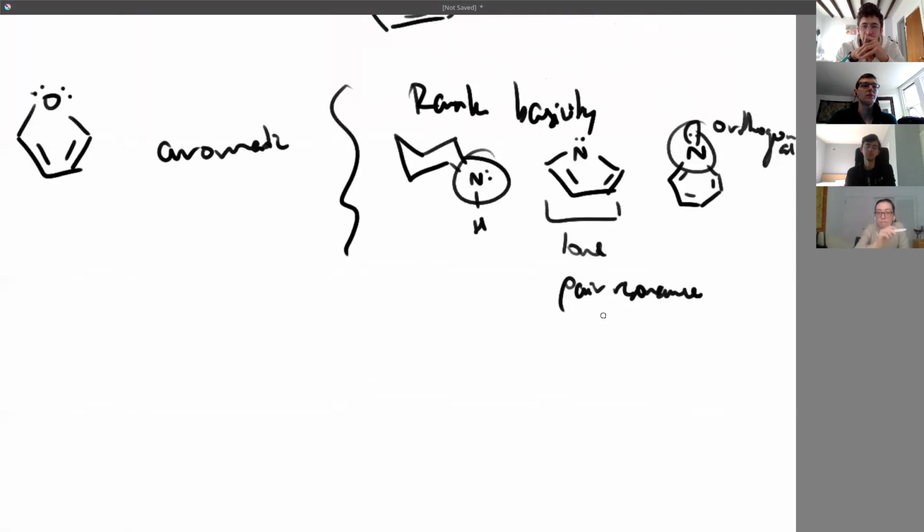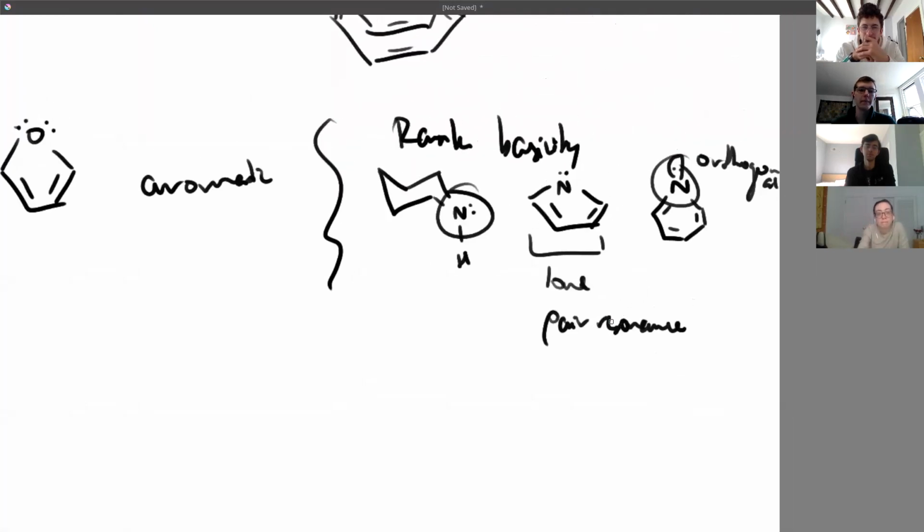I'm gonna go with the one on the left is more basic. Okay, why? Because what was the far right molecule called again? Pyrimidine. Pyrimidine is aromatic, so it's more stable, right? So wouldn't that stability possibly lead to the inability to be as basic as this nitrogen that's just on a cycloalkane? Okay. But this pair of electrons here is orthogonal, so it doesn't participate in the aromaticity.